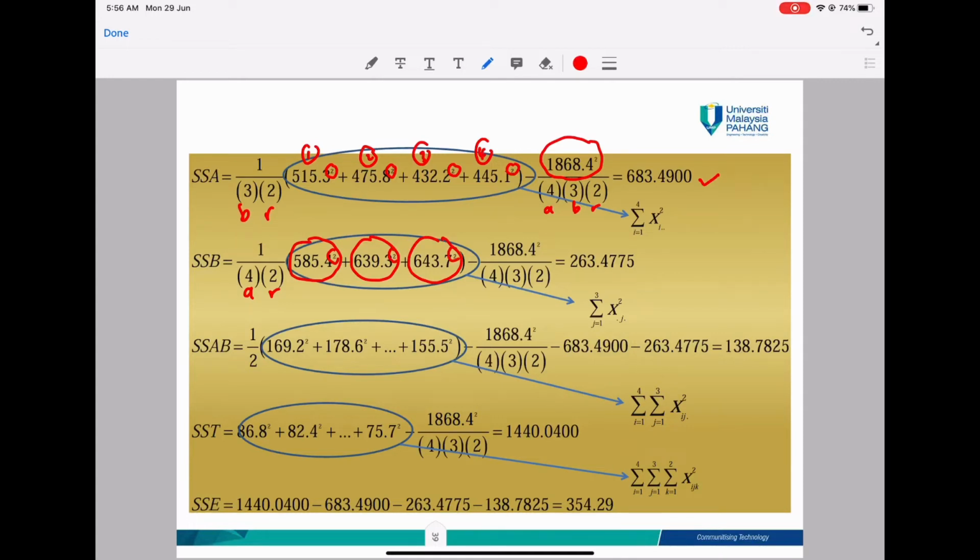Okay, minus 186.4, the big total here, over A, B, R, and then you will have your answer 263.4775.